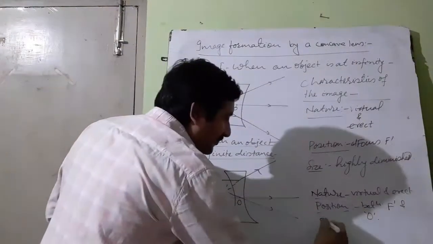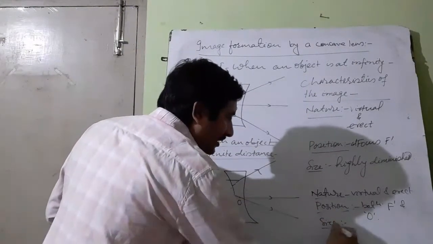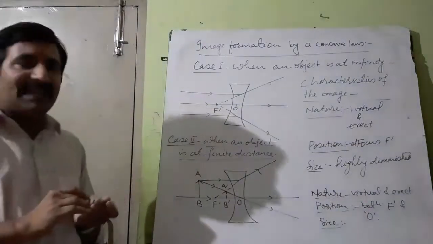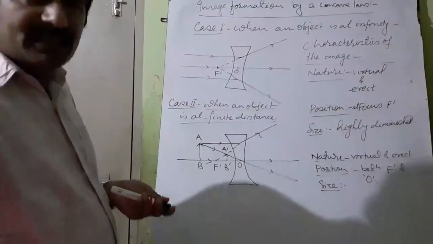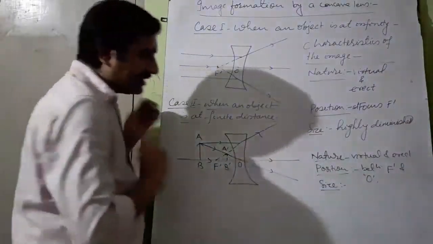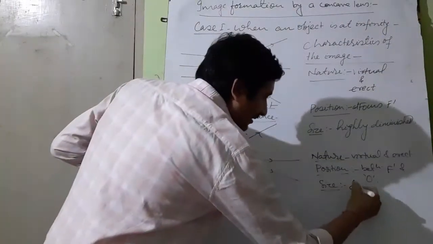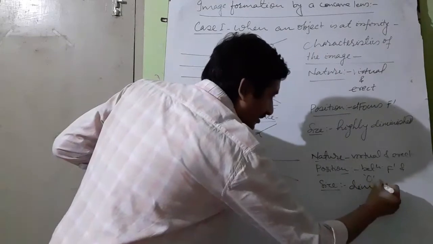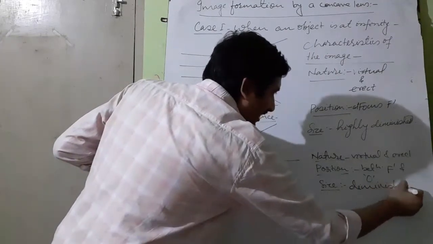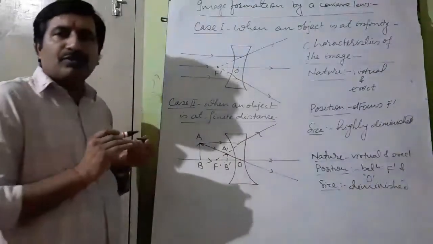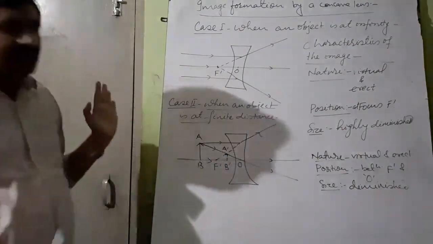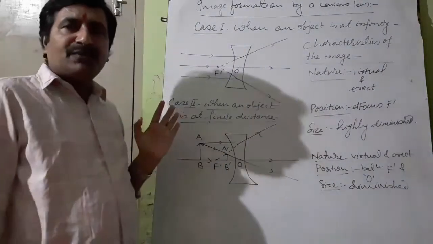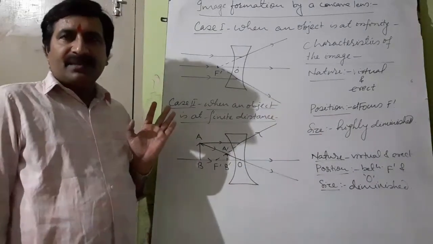And size. The size is somewhat comparable with the object. It is not so much diminished. So the size can be written as diminished. It is smaller than the object, but it is not very, very smaller than the object. So these are the ray diagrams for image formation by a concave lens.